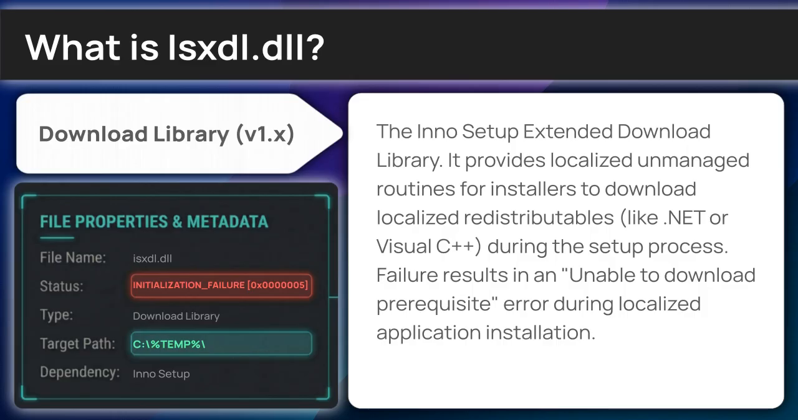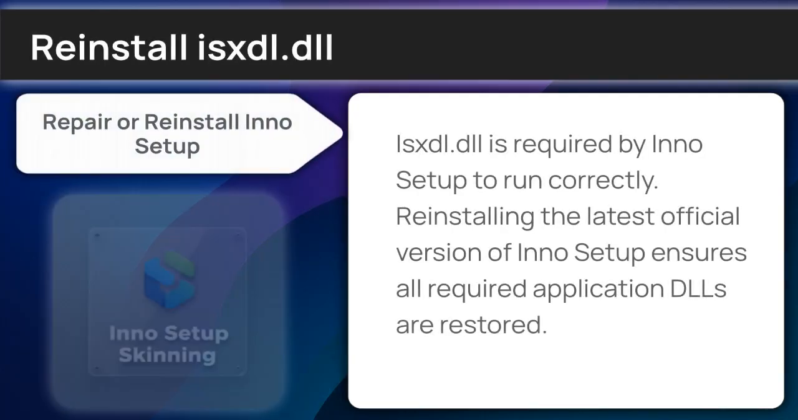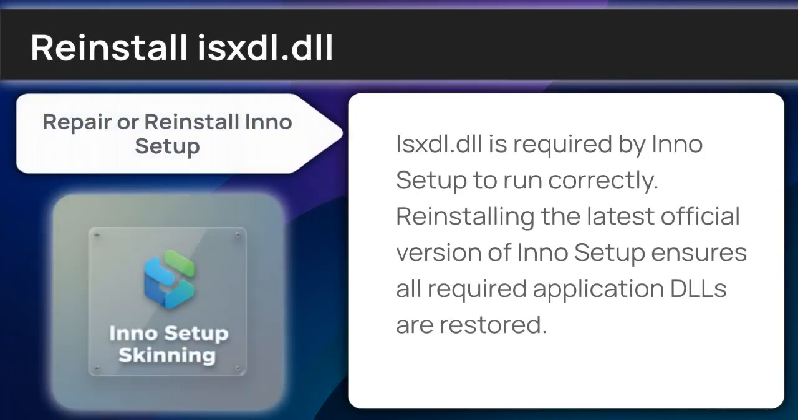Now that the background is clear, let's walk through the actual installation steps. Isxdl is required by Inno Setup to run correctly. Reinstalling the latest official version of Inno Setup ensures all required application DLLs are restored.